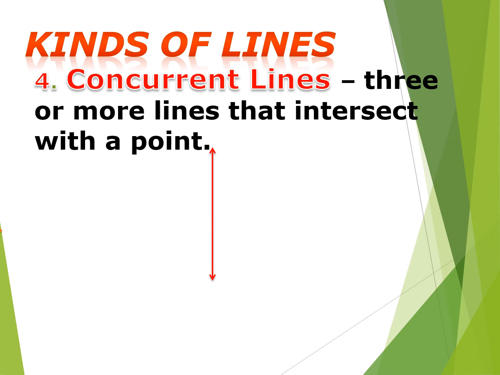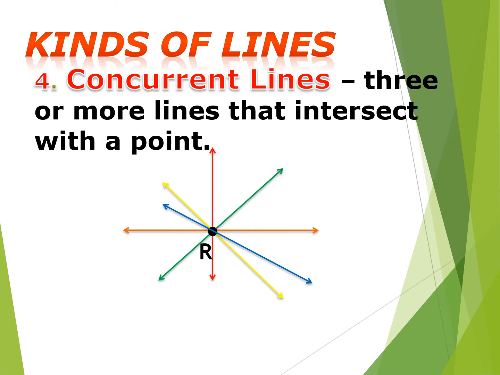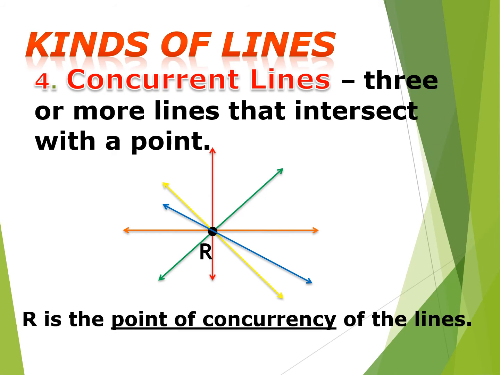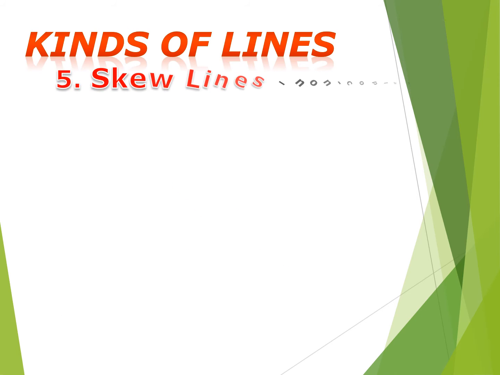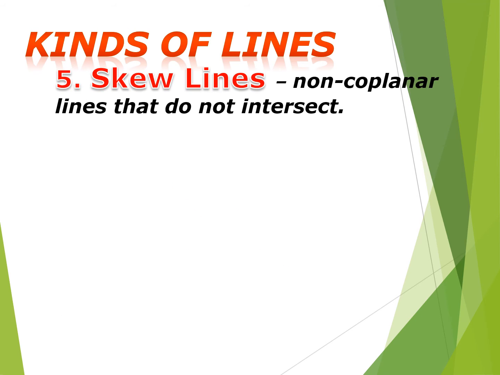How about this one? We have five lines that intersect at R. So this point R is the point of concurrency of the lines. Okay, so how about skew lines? Skew lines are non-coplanar lines that do not intersect.